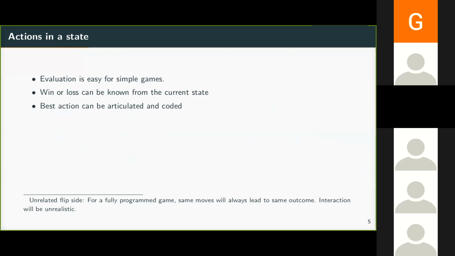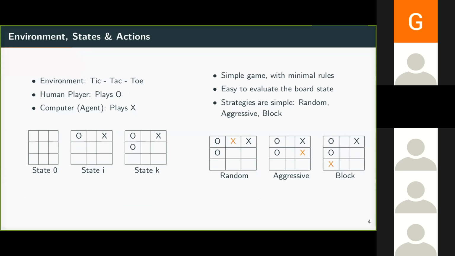Then what are the actions in a state? How does the player, or how does the game, know what to do? Given a state, given a situation that the board is in, we need to take an action. So if you go back one slide, say the state is like this: there is an O here, there is a cross here, there is an O here again. What action should the computer program take? That is the question that we are trying to answer. So given a state, let us say the board is in state K, what is the best thing for the computer program to do so that it will win? It will win not immediately, but maybe after a few more moves.